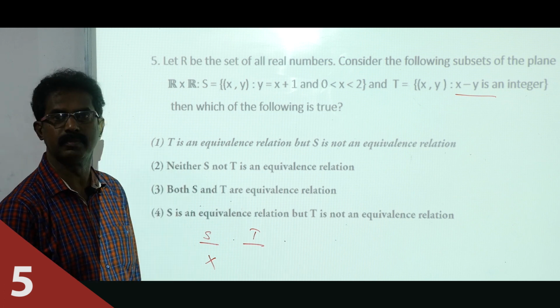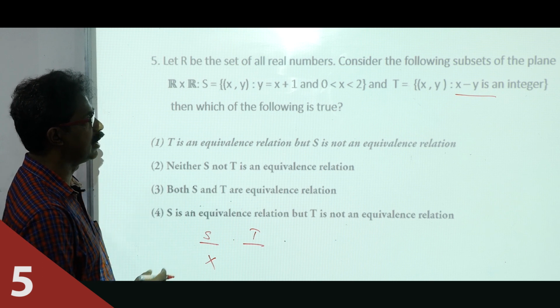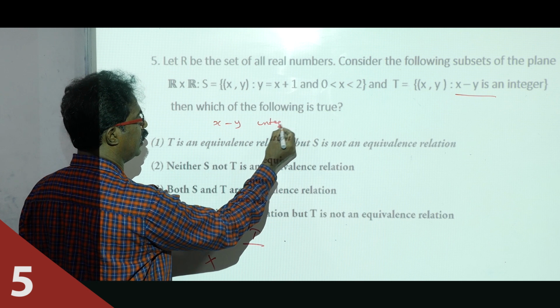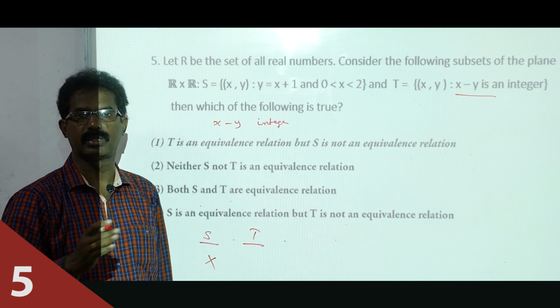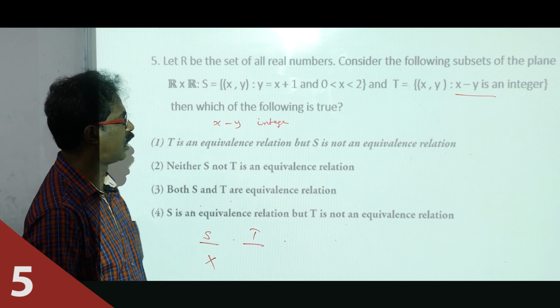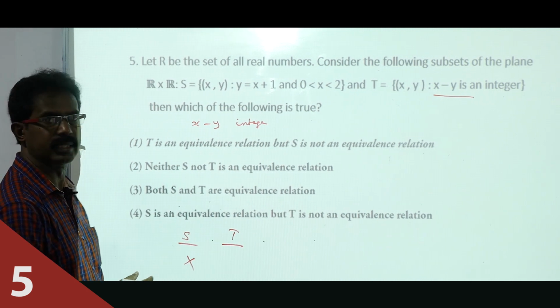Now we go for T. The set of all (x, y) such that x minus y is an integer. Integer means 0, positive values, negative values, right? 0, 1, 2, 3, minus 1, minus 2, minus 3, etc. X minus y is an integer.